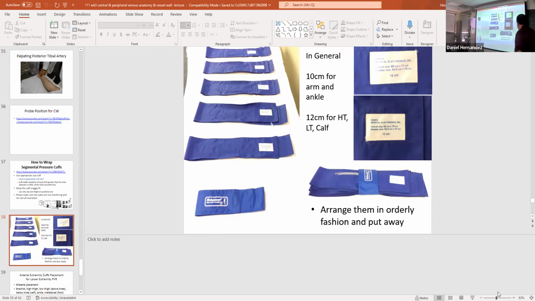When you're finished, you want to put them away in a nice orderly fashion so it's easier for you to find the cuffs. That's what I was doing back there, making my little pockets of cuffs. Each bundle should be for one side of the body, so you'll have a left side and a right side.